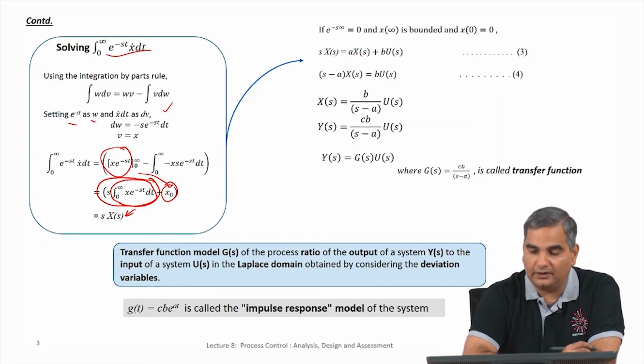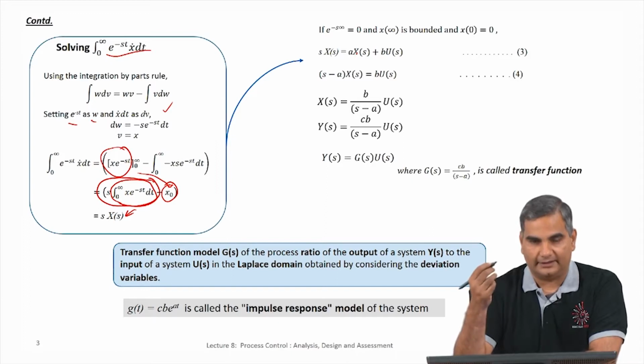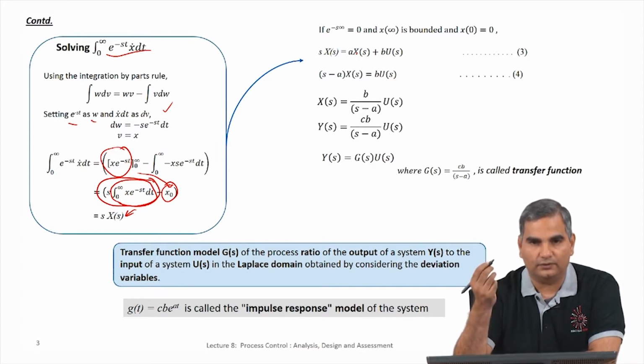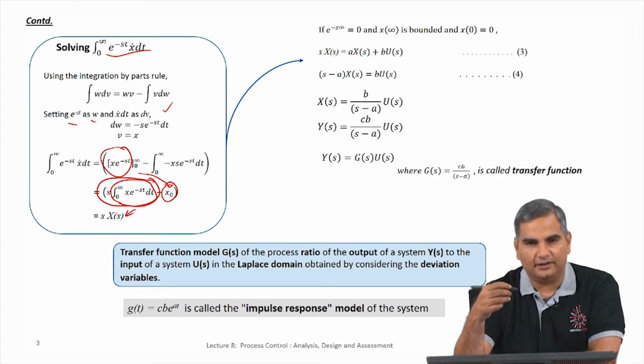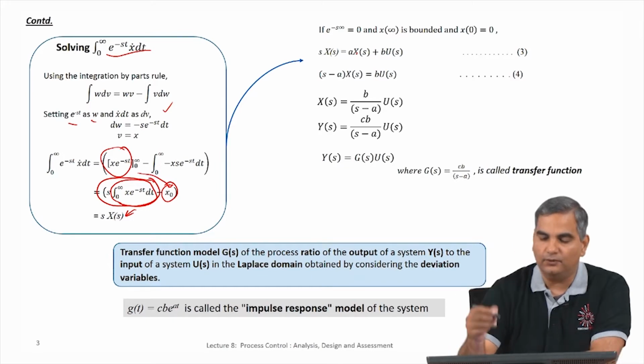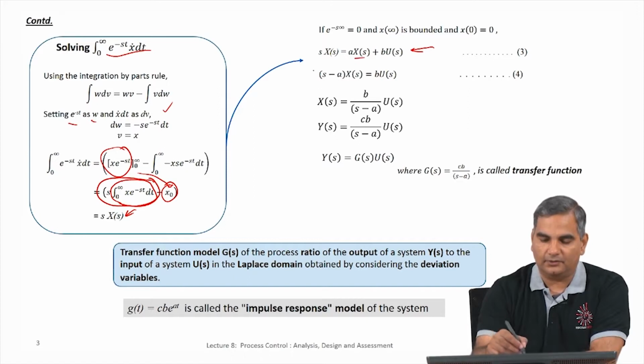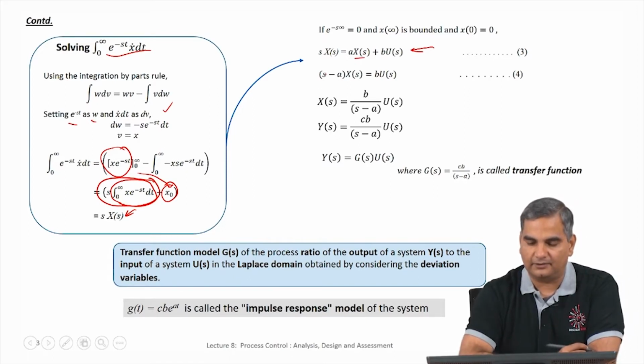Now, notice the difference between this equation and the equation that we had in the time domain. In the time domain we had a differential equation. We are solving for x as a function of u in time, and I had to solve a differential equation. But now, if I restrict my interest to simply solving for x in the Laplace domain as a function of u, then this is a very simple algebraic equation. I can take this term to this side, I will get s minus a times x of s is b times u of s, then x of s is b by s minus a times u of s.